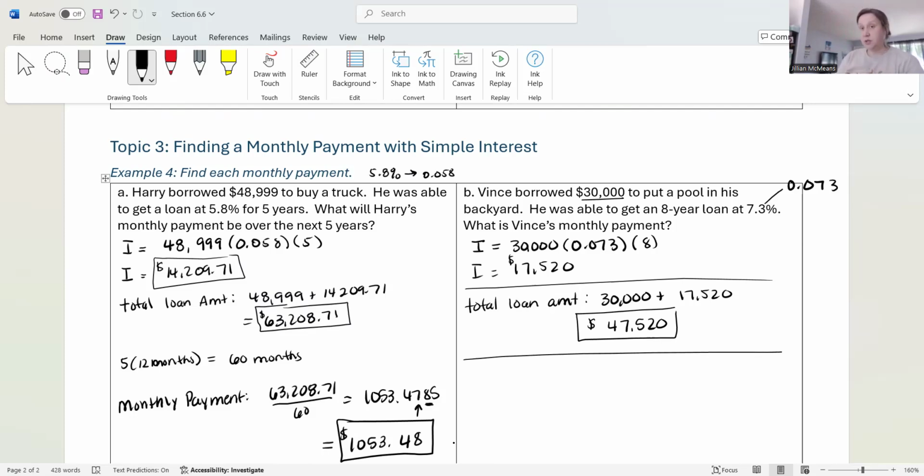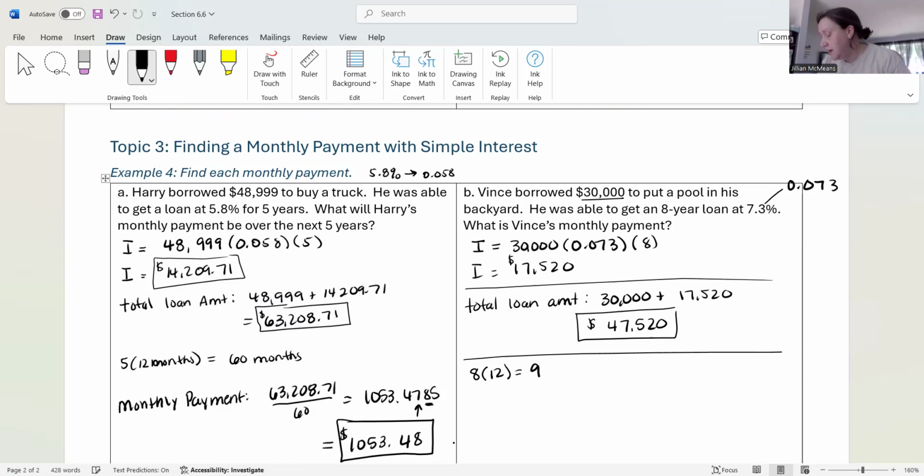Okay? So there's that. So we know how much interest we have to pay back. We know the total loan amount. What we need to do now is figure out the total number of months over the course of 8 years, and then we can take the total loan amount and split it into that many equal payments. Okay? So in 8 years, for each year, there is 12 months. So 8 times 12, is that 96? It is, in fact, 96.